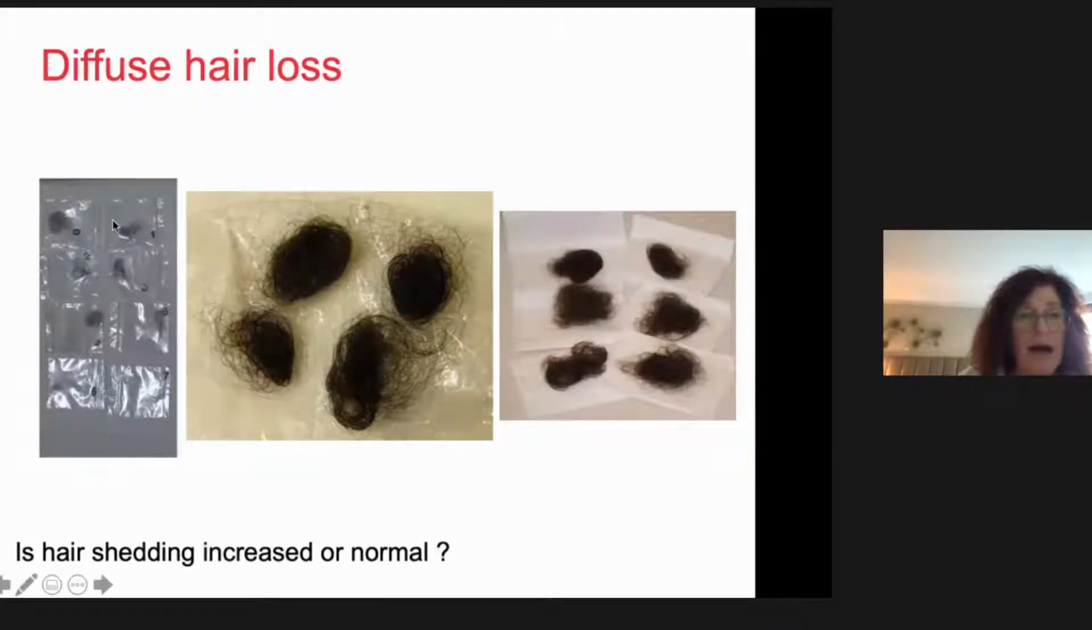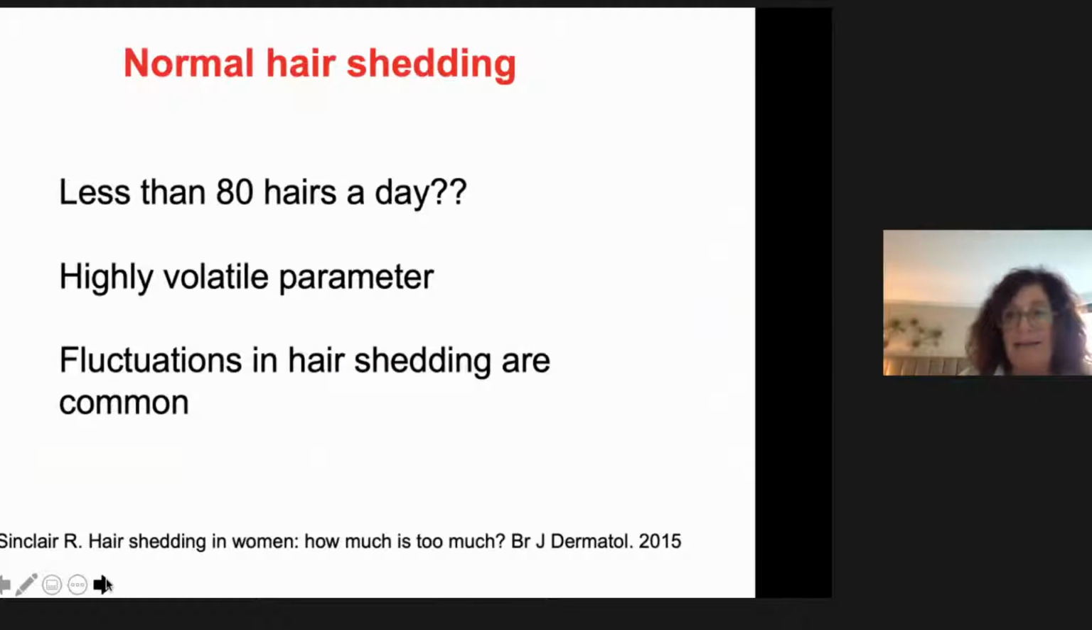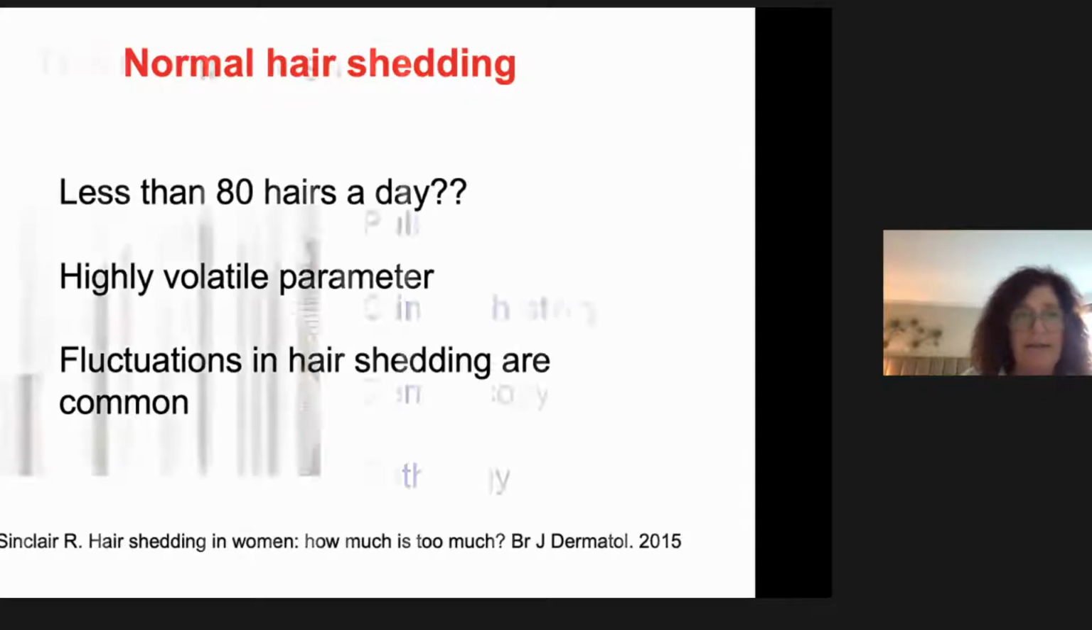I think all of you are used to get these bags of hair that patients bring with them to show you that they are really shedding. And how do you understand if this is normal or abnormal? You know, of course, there are fluctuations even in a normal person, and shedding is a volatile parameter. And of course, it also depends on the hair density, because if 80 hairs a day are normal for somebody with a completely normal density, it may be very high for somebody who already has a low density.